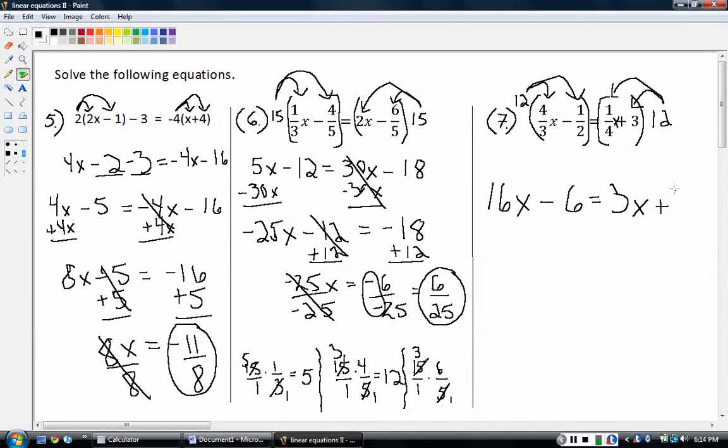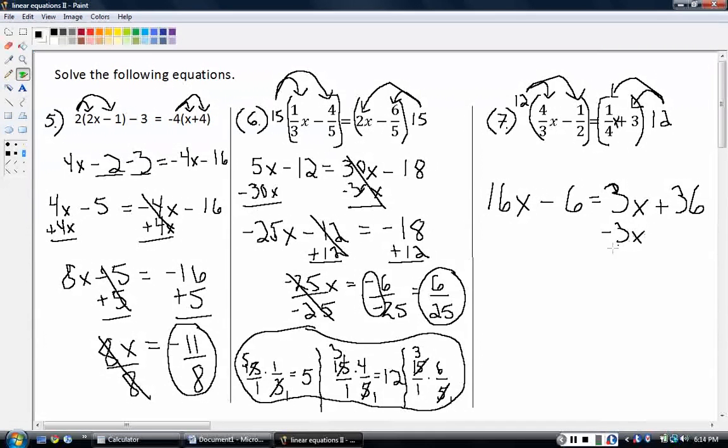Okay, so I skipped a step there. On the last example, I encourage you to do what I did over here, because it's not always as easy as number 7. I was able to do these in my head. But I encourage you to take the time and make sure you're multiplying right. Okay, and from this point it's fairly easy. I'm going to subtract 3x from both sides.